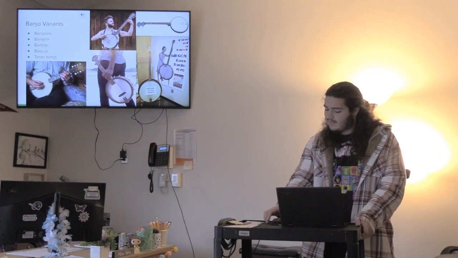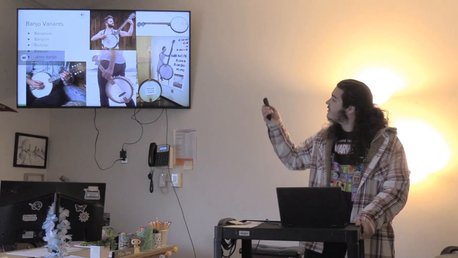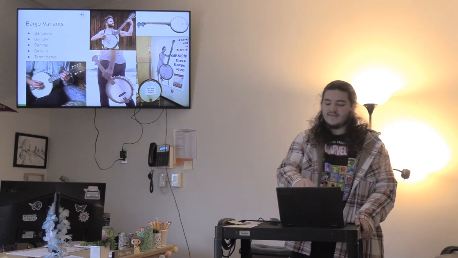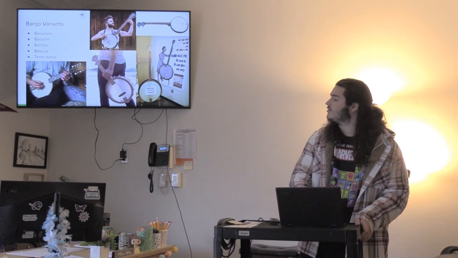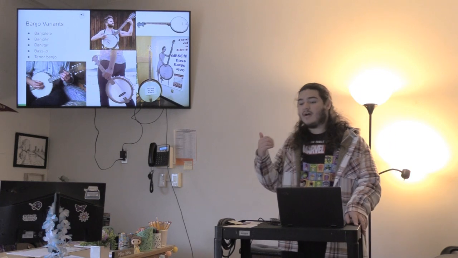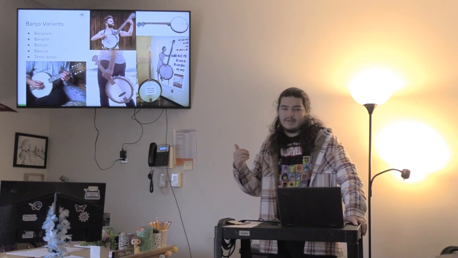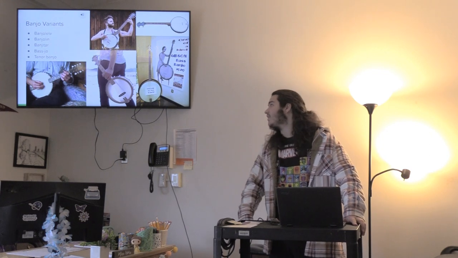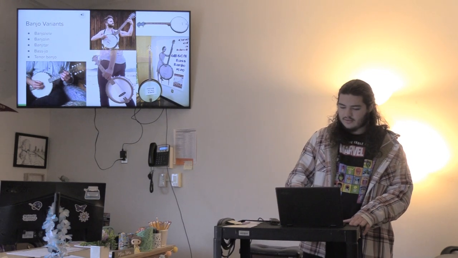This right here is a tenor banjo. It's used a lot for jazz and for Irish folk music. And this up here is a banjo guitar, which is just like a guitar with a banjo body. That was used a lot in recordings because people didn't want to find banjo players, so they just gave this to a guitar player.